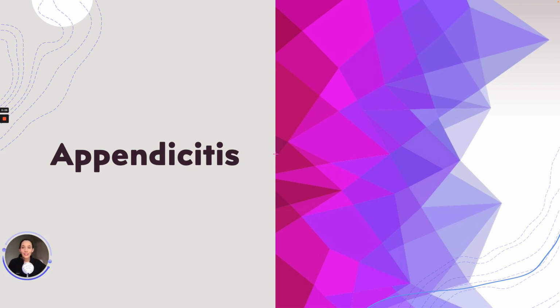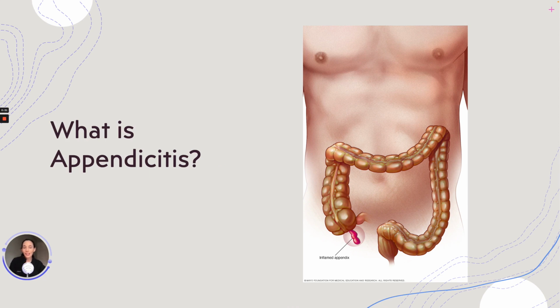So appendicitis. What is appendicitis? It's inflammation of the appendix, which is a small finger-like appendage attached to the end of the intestine. If you look at this picture, you can see the inflamed appendix at the end of the intestines, or the large intestines. The appendix empties into the colon ineffectively, and its lumen is small. It is prone to becoming obstructed and is vulnerable to infection, which would be an appendicitis.